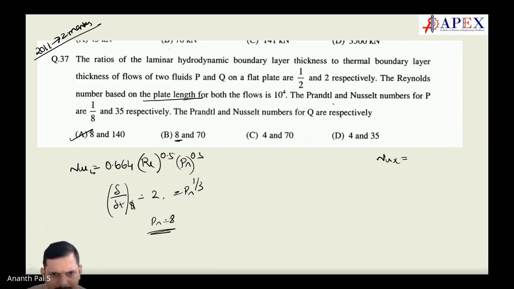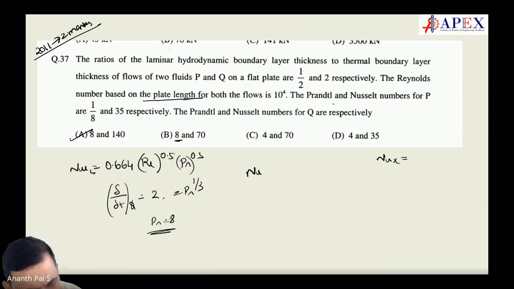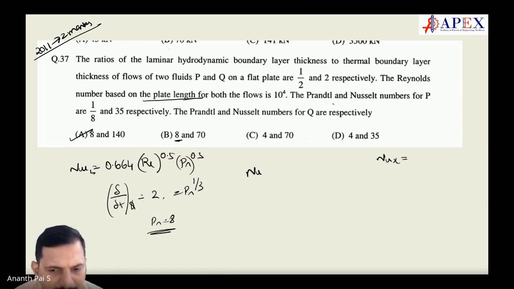And the other one you do. Do it, students. So Nusselt number for Q, getting this in. Substitute both. Okay. So what do you say? Nusselt number is 0.664. You are saying okay.